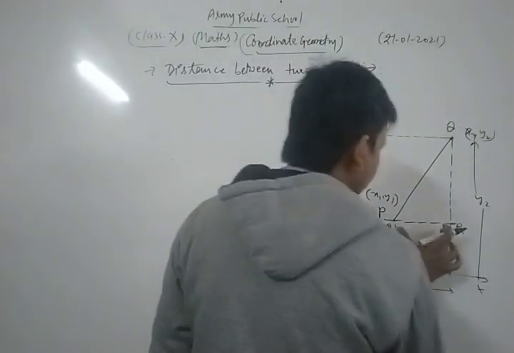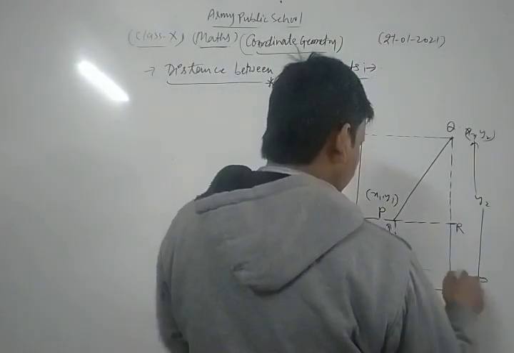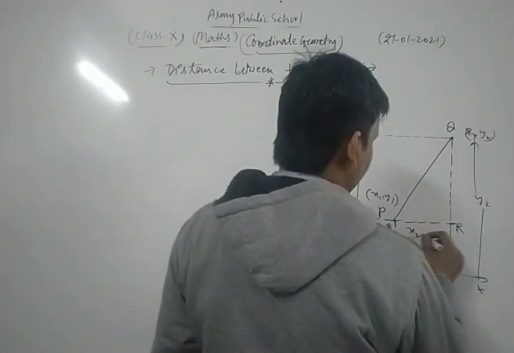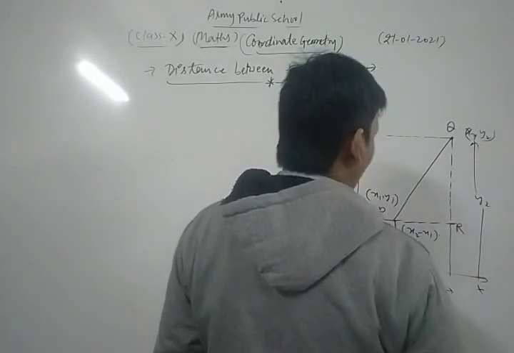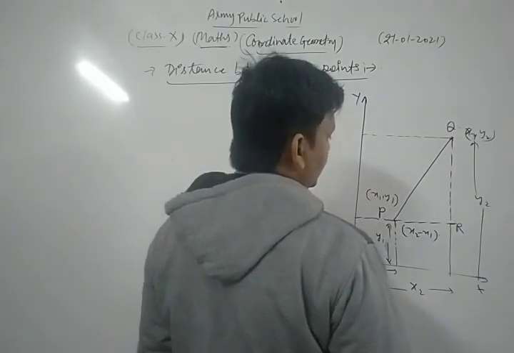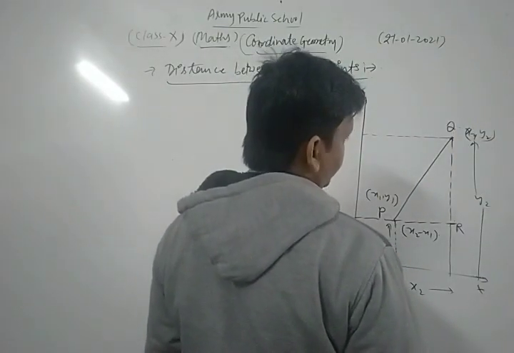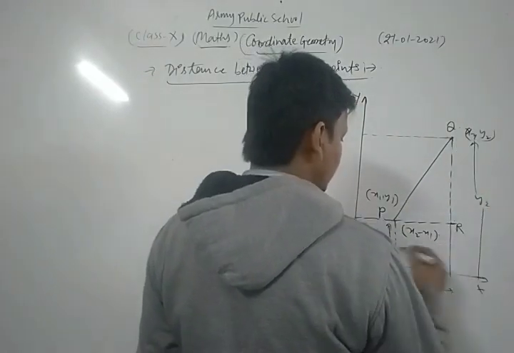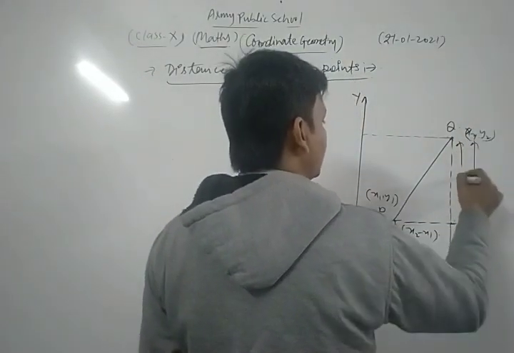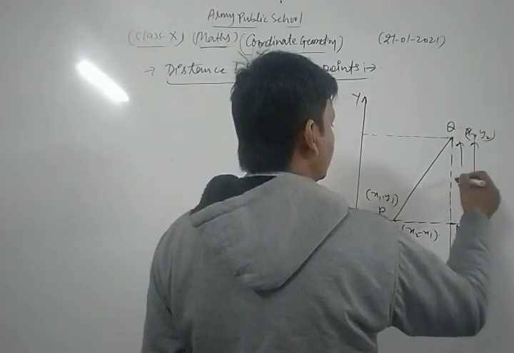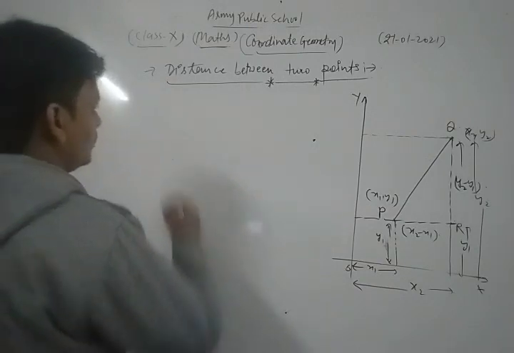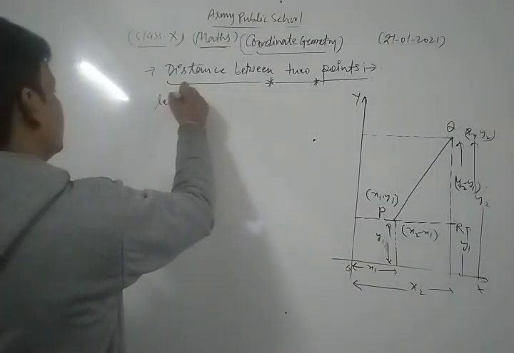Now we find the distance PR. Distance PR is equal to x2 minus x1. Now similarly we find the distance RQ. The distance RQ is y2 minus y1.